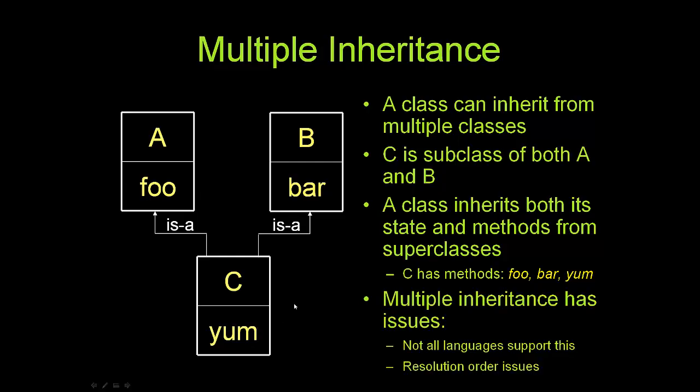Now, multiple inheritance, it turns out, has some issues. So not all languages will support this. Python will support multiple inheritance. And the key problem is the problem of resolution order. So what does resolution order mean? For example, if A has foo, B has foo, and now C calls foo, the question now is whether C should call foo in A or C should call foo in B. Right, so this is a concern.